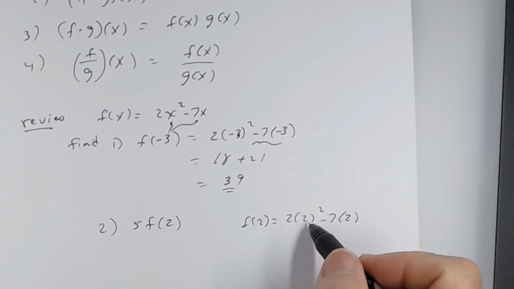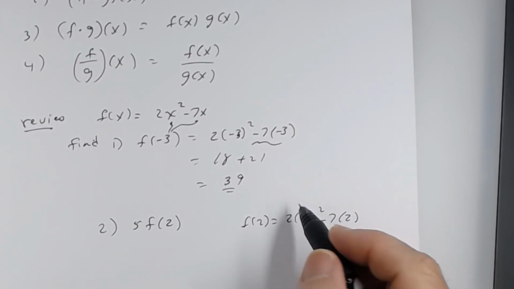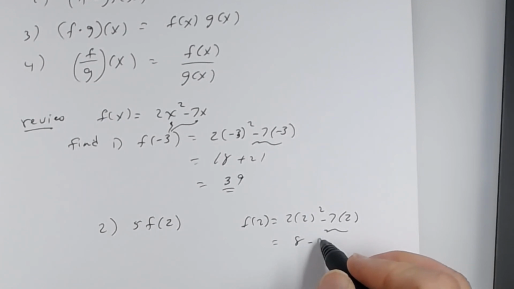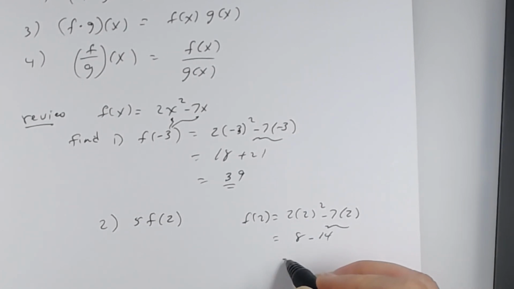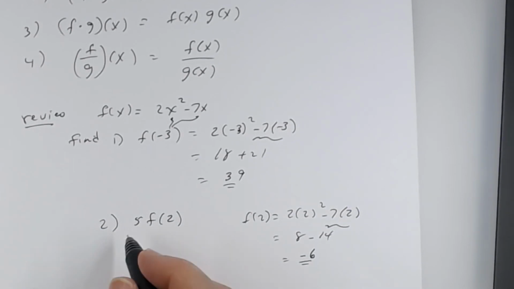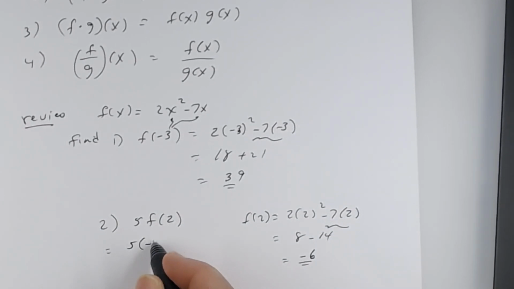What's 2 squared? 4 times 2? And what's negative 7 times 2? So what's 8 minus 14? Negative 6. All right, so that's f of 2, right? But what do I need to multiply that by? So that's 5 times negative 6, and so what's that equal to? Negative 30. Okay?